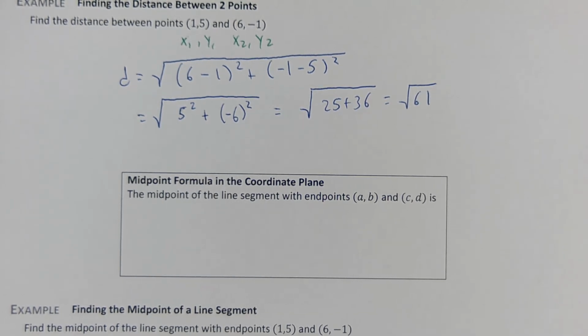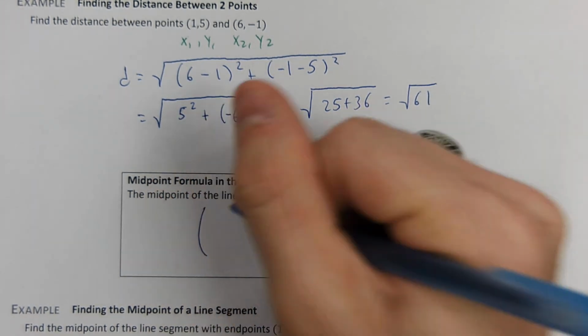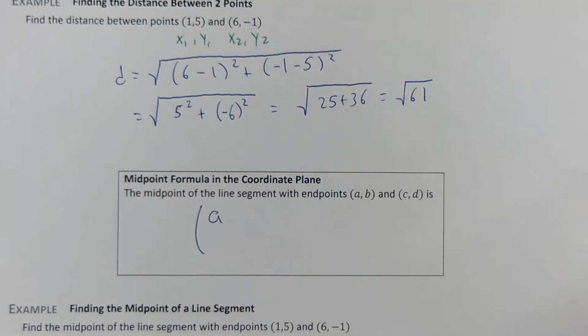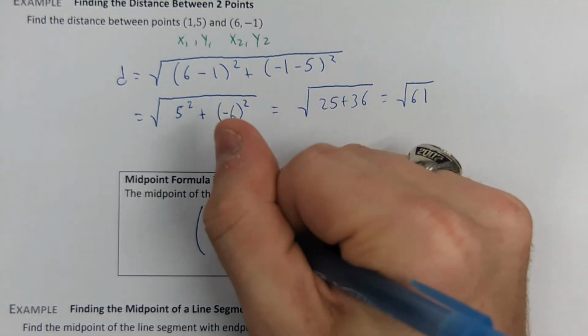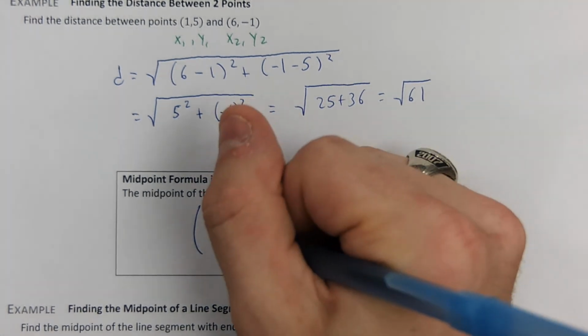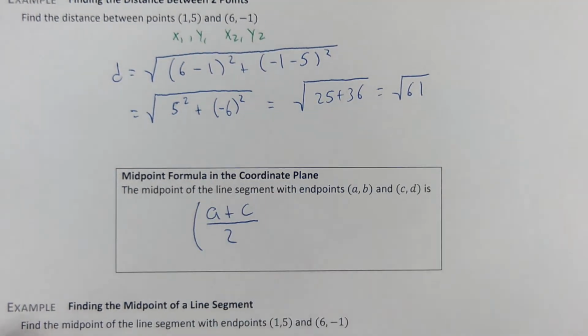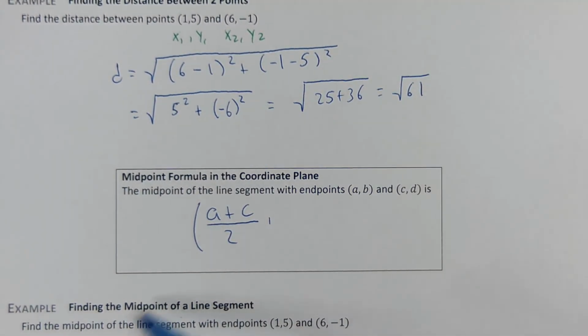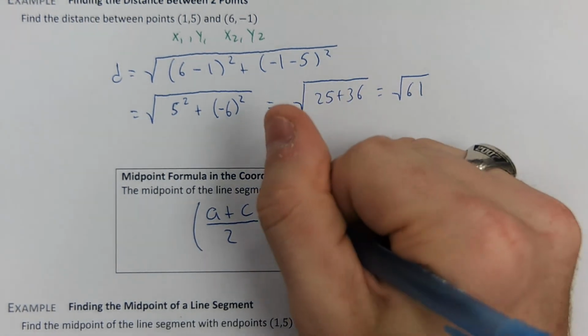That's all it is. So you average the x's, you average the y's. How do we average two numbers? Add them up and divide by 2. And that's where the midpoint formula is going to come from. It's going to be the first x plus the second x again. It doesn't matter which one you call the first and which one you call the second. Add them up, divide by 2. And then the same thing's going to happen over here with the y values, b and d.